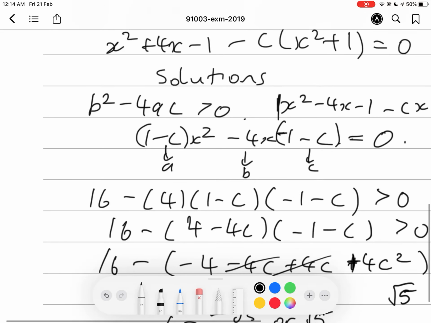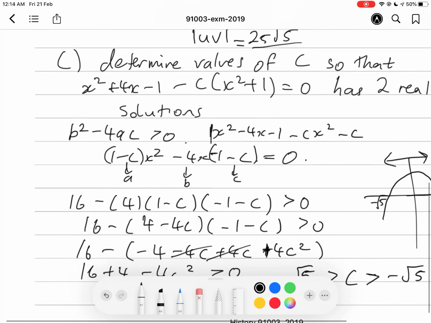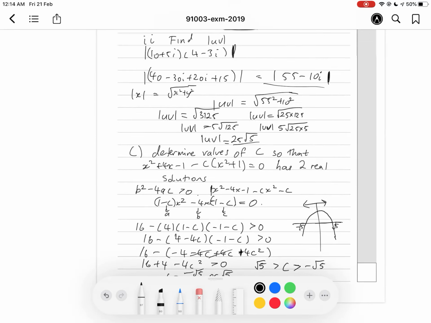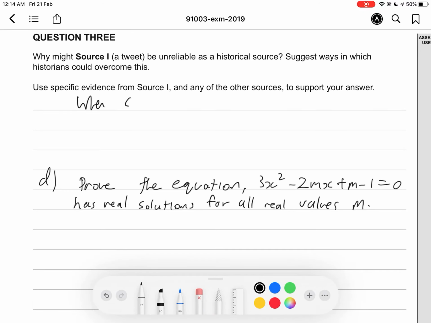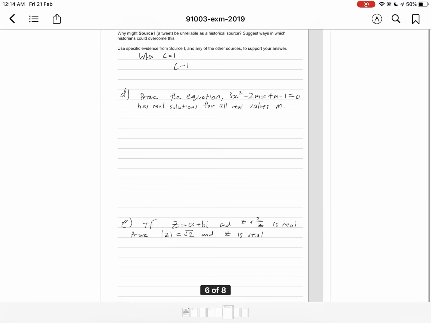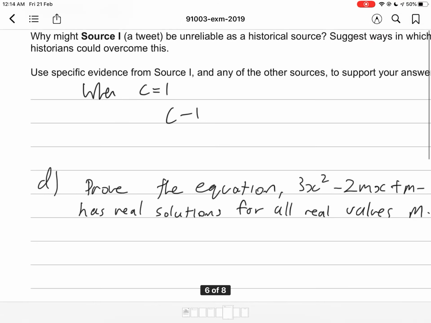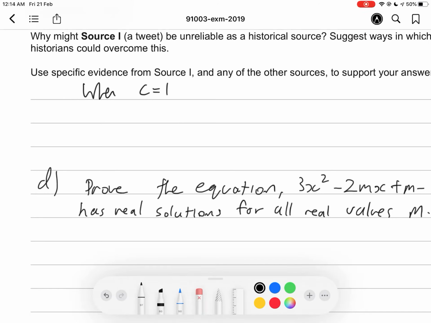Okay, I think it's pretty important to note that when c equals 1, note that it was c minus 1. Was it c minus 1? I cannot remember. It was 1 minus c. So it was 1 minus c times x squared minus 4x minus 1 minus c, I think. Note that when c equals 1, 1 minus 1 here would be 0.